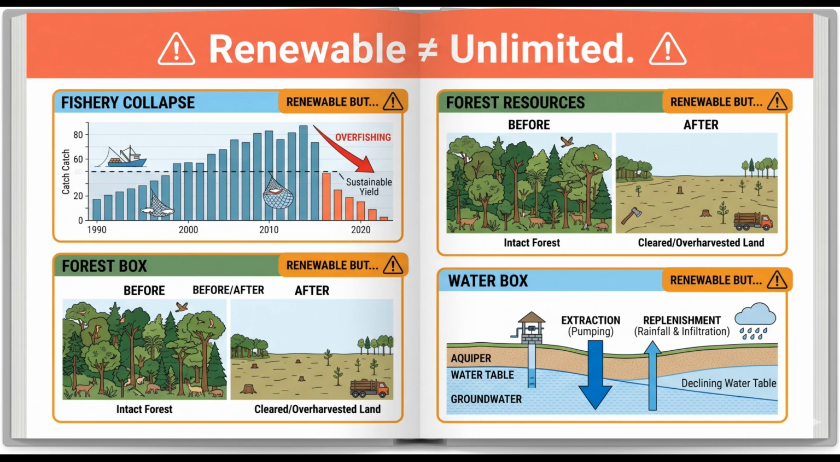Look at the definition on screen. Overexploitation means using a resource at a rate faster than it can naturally recover or be replaced. A renewable resource that is overexploited behaves just like a non-renewable one. Keep this in mind. It comes up directly in the worksheet and the WA.